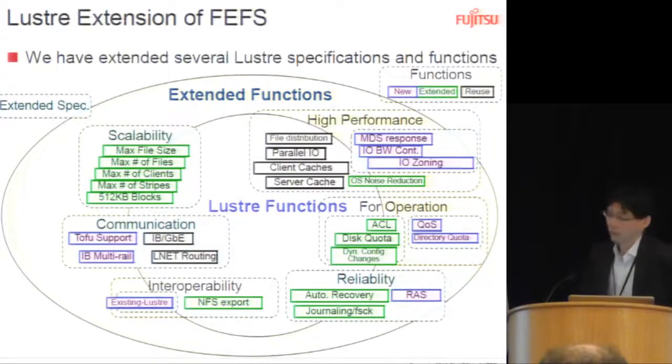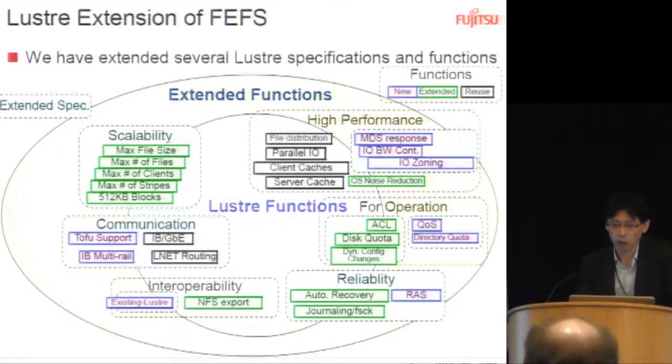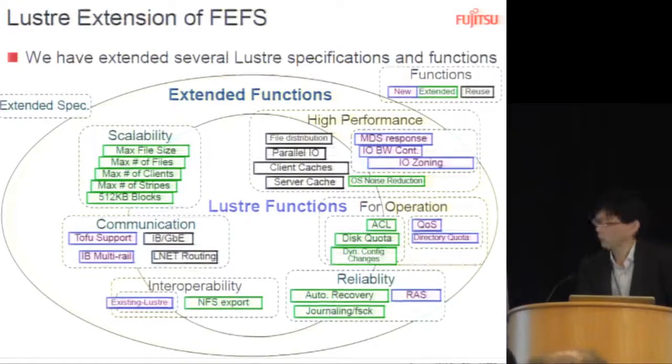Here's the Lustre extension for FFS. We have extended several Lustre features compatible with high performance, such as parallel IO, QoS response, and IO zoning. It also brings scalability. This is provided by the backend file system and the MDS file system. The other four parts are communication, operation, interoperability, and reliability.